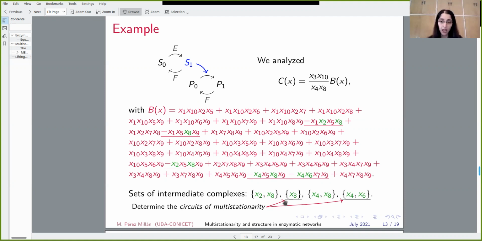This means if I only add the intermediate down here, I gain multistationarity. And if I add the intermediates over here in the middle and here in the middle both, I gain multistationarity, but just one of them is not enough.